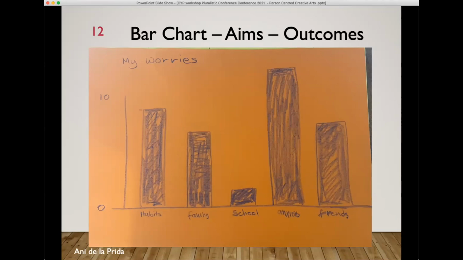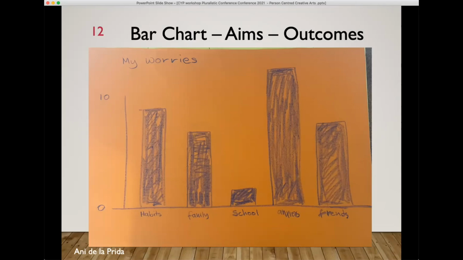It's like taking a shot of what's going on in their life to some degree. So here, Rima was about an 8 on her worry level for her habits. Her family, she said not too much, she was about 6 or 7. She wasn't worried about school. She said, I'm really clever, I'm not worried about school, that's fine. She was worried about her anxiety. She said, I'm always worrying. I feel very anxious, and that makes me anxious.